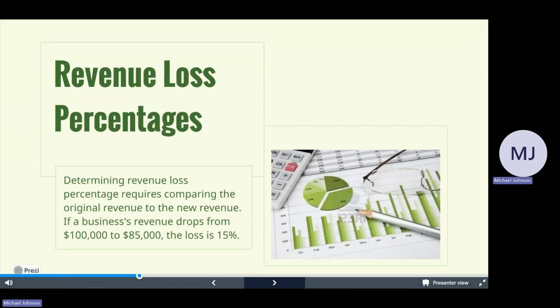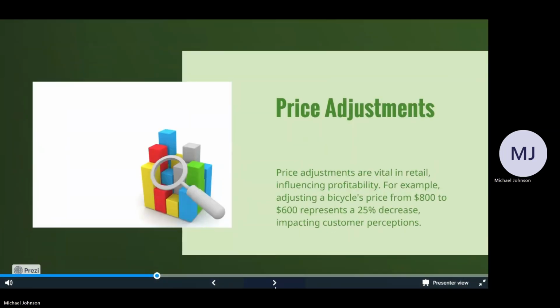Determining revenue loss percentage requires comparing the original revenue to the new revenue. If a business's revenue drops from $100,000 to $85,000, the loss is 15% in this case. So you would do 85,000 minus 100,000 divided by the 100,000, and then you get 15% loss.